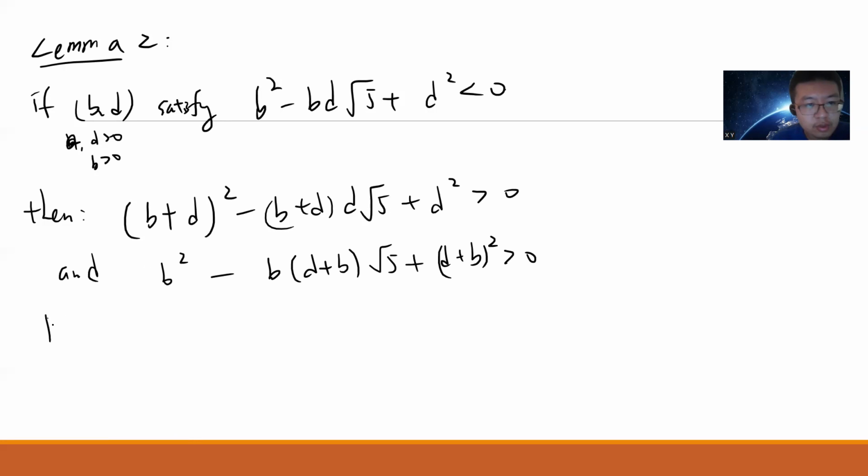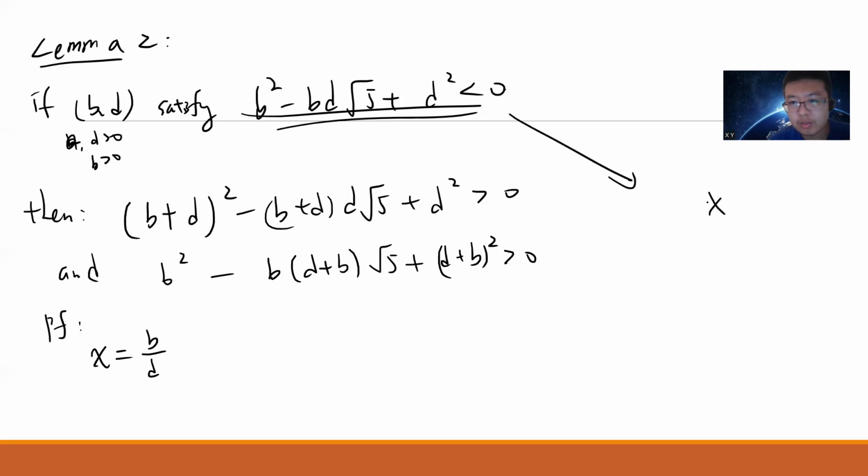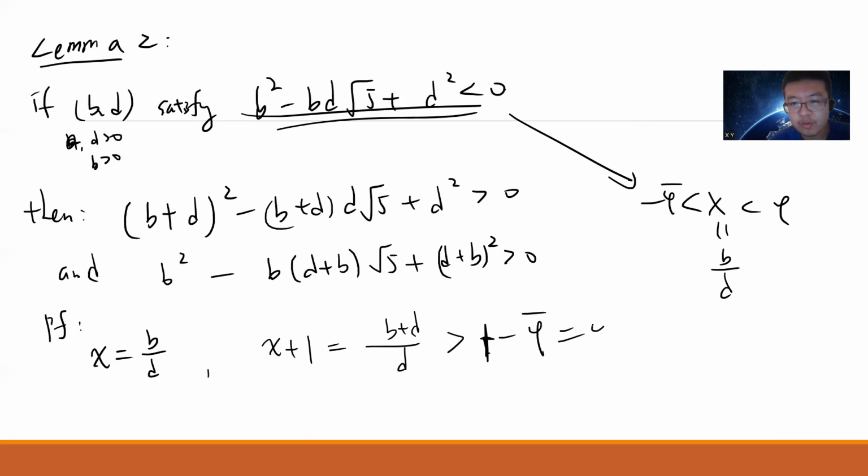This is interesting, you can try to prove it. But basically the idea is very simple. We just use the previous lemma. If I consider x to be b divided by d, and things satisfy this, this tells me that x will be less than negative phi bar and phi. Now I can simply say that x plus 1, which is b plus d divided by d, will be greater than 1 minus phi bar, which is phi. So this means that b plus d divided by d is greater than phi.